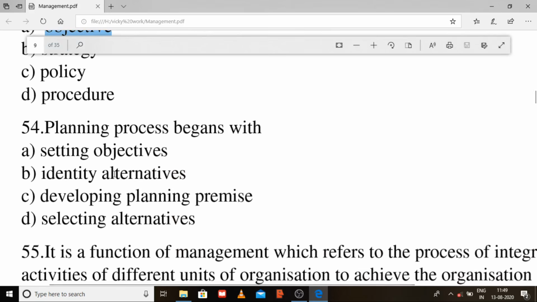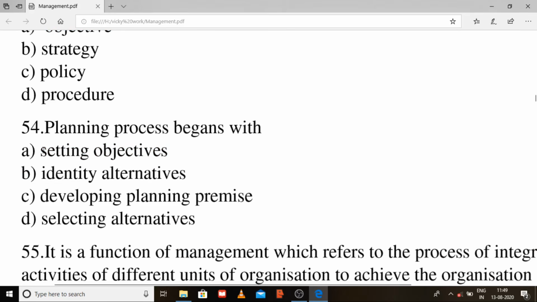Planning process begins with setting objectives. Question number 54. Option A is the right answer. Planning process begins with setting objectives.